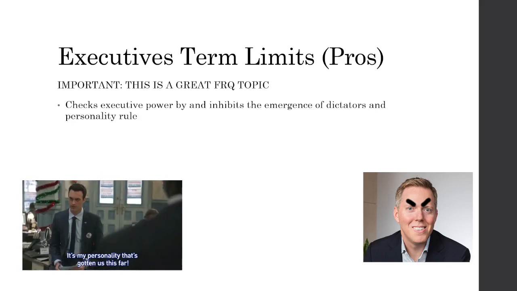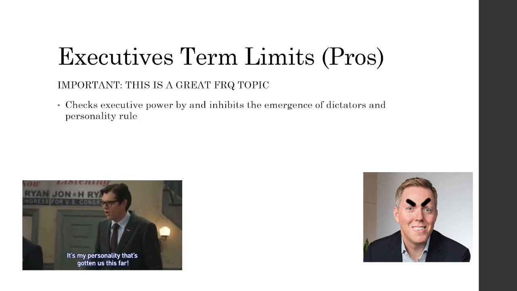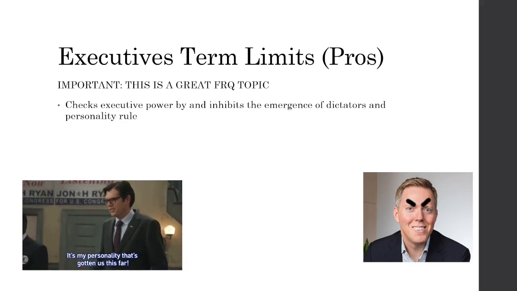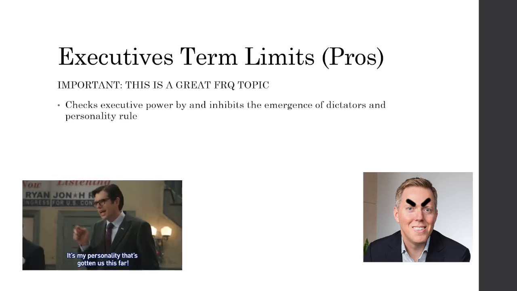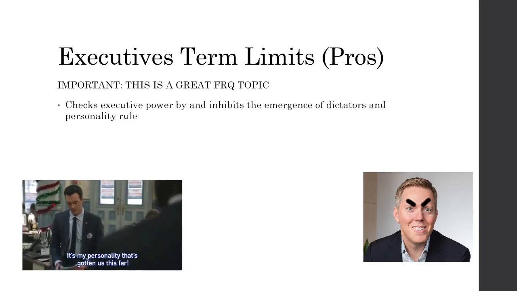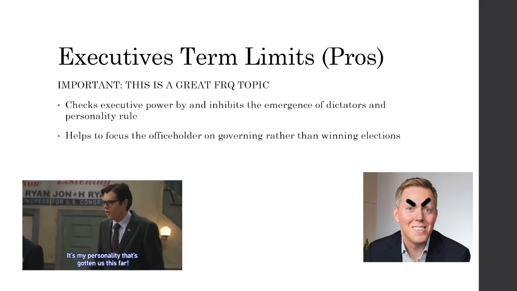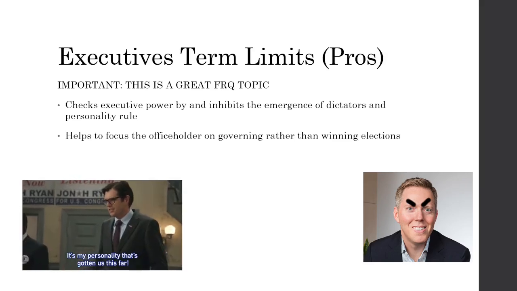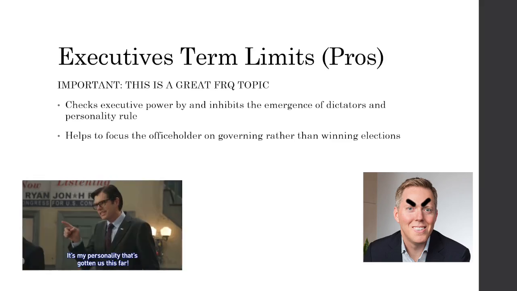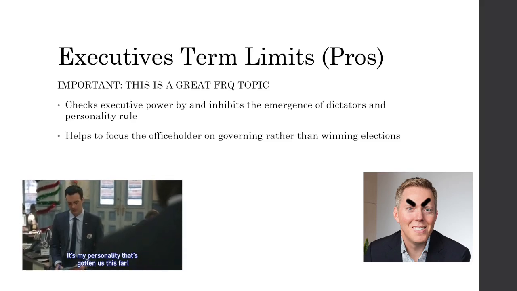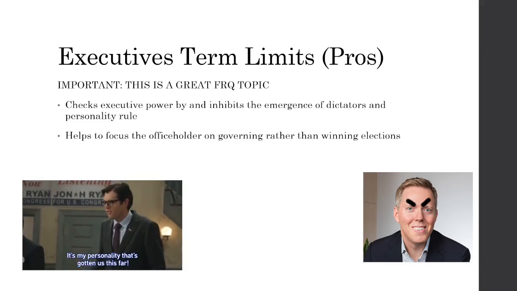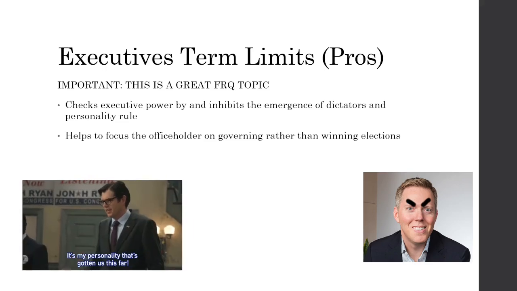So term limits will check the executive power by inhibiting the emergence of dictators and personality rule. So a dictator's going to rise up and rule for the rest of their life. But if you only have 6 years to rule in Mexico, you're not going to become a dictator. You've got to get stuff done, and quickly too. And it helps to focus the office holder on governing rather than winning elections. If they can only win one election and serve for one term, they're not going to focus on just winning elections over and over again and appealing to the politicians and the bosses and the drug cartels and all of those other groups that have somewhat influential opinions and roles in politics.